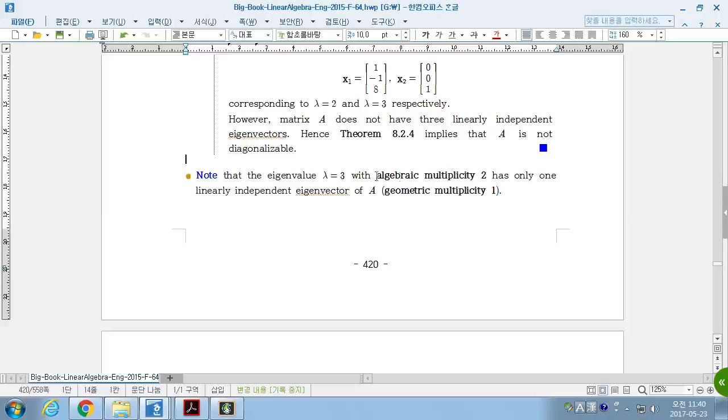Because the geometric multiplicity of lambda equal to 3 is only 1, and the algebraic multiplicity is 2. They are not the same. There is an eigenvalue whose algebraic multiplicity and geometric multiplicity are not the same. So it's not diagonalizable. So to show that a matrix is not diagonalizable, you only need to find one eigenvalue whose geometric multiplicity and algebraic multiplicity are not the same. Okay? To show a matrix is not diagonalizable, we only need to find one such eigenvalue.